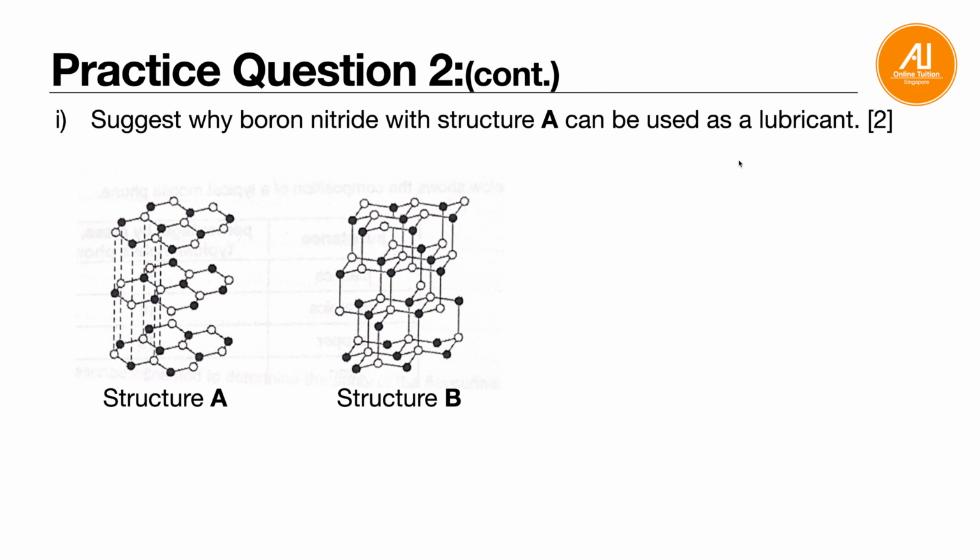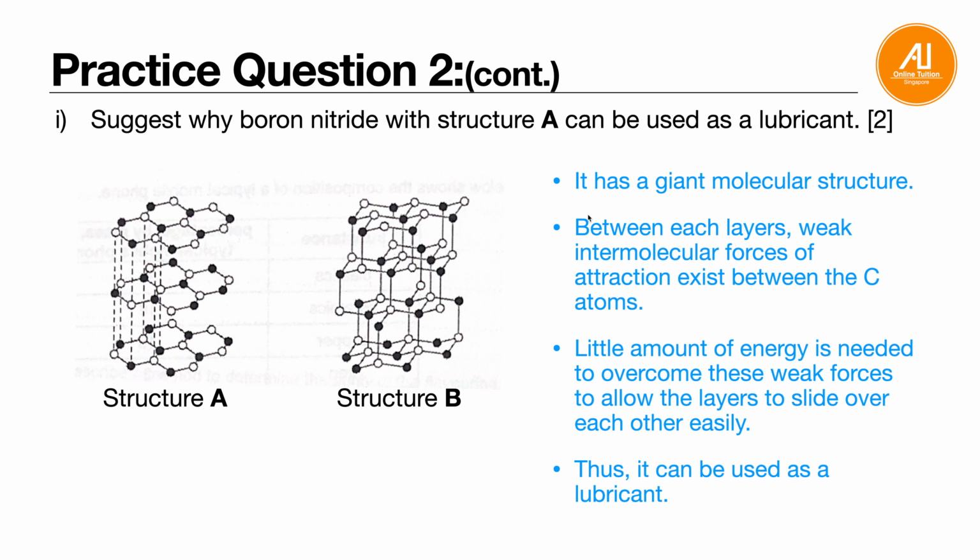Okay, it can be used as a lubricant. So the answer: it has a giant molecular structure, and between each layer, weak intermolecular forces of attraction exist between the layers. So a little amount of energy is needed to overcome these weak forces to allow the layers to slide over each other easily. Thus, it can be used as a lubricant. So emphasize that between the layers, there are weak intermolecular forces of attraction.